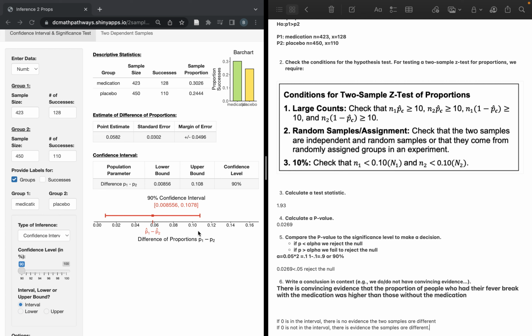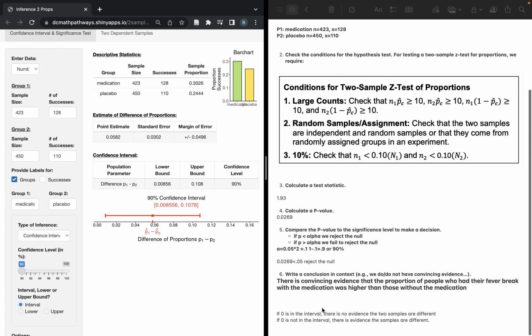Because what this is telling us is the difference of proportions. This is telling you how big the difference is. So this tells us that the difference is about, moving this over, about 1% to 10% difference. So not a big difference, but it is telling us that there is a difference. If 0 was in the interval, it would tell us there's 0 difference.